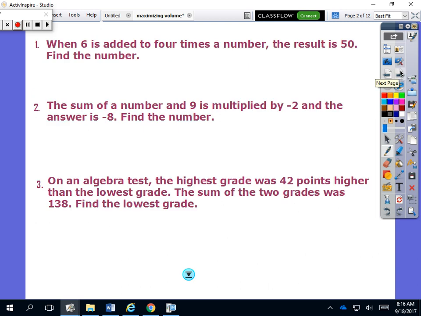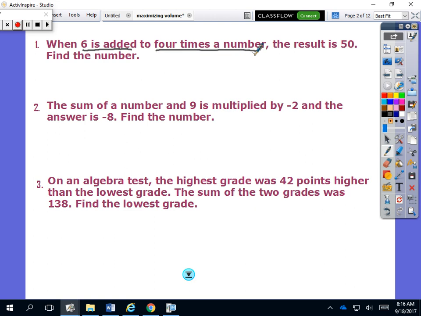Okay, just a quick reminder, and these aren't on your notes, so you can just think about it. This is old, very simple: writing equations using symbols from the words. So when 6 is added to 4 times a number, the result is 50. Find the number. So remember the keywords: when 6 is added to 4 times a number.